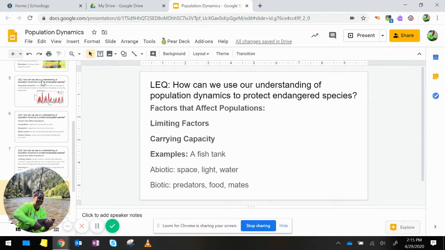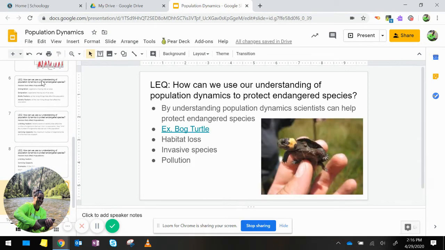So biotic factors, things like predators, food, mates. Maybe you only have one fish in the fish tank. Well, it can't mate, so you're only going to ever have one fish in the fish tank. When that fish dies, then that's it. Maybe you run out of food and now you can't put food in the fish tank. So these are all examples of factors that will limit how many fish can be in the fish tank and will actually cause the fish tank to have a carrying capacity, a maximum number of fish that the tank can hold.